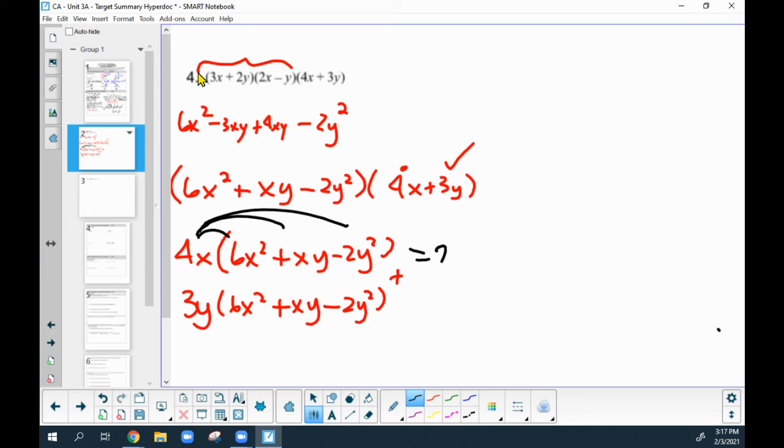4 with the first part is going to be 24x to the third. The 4 with the second part is 4x to the second y. And the 4 with the third part is negative 8x and 2y. So not difficult, just be cautious. Now we're going to go down and play the same game here. So this piece is going to go with each, with each, with each.